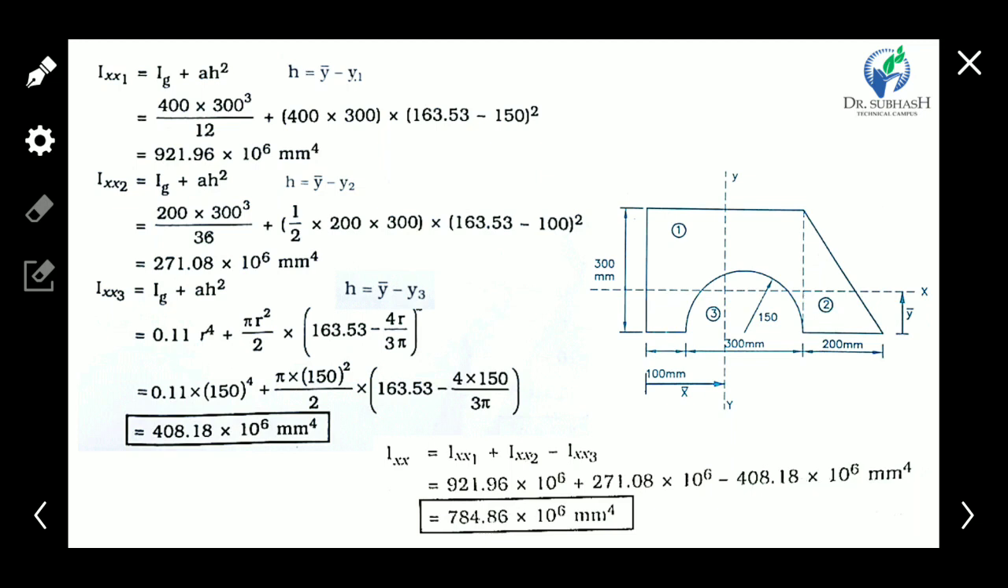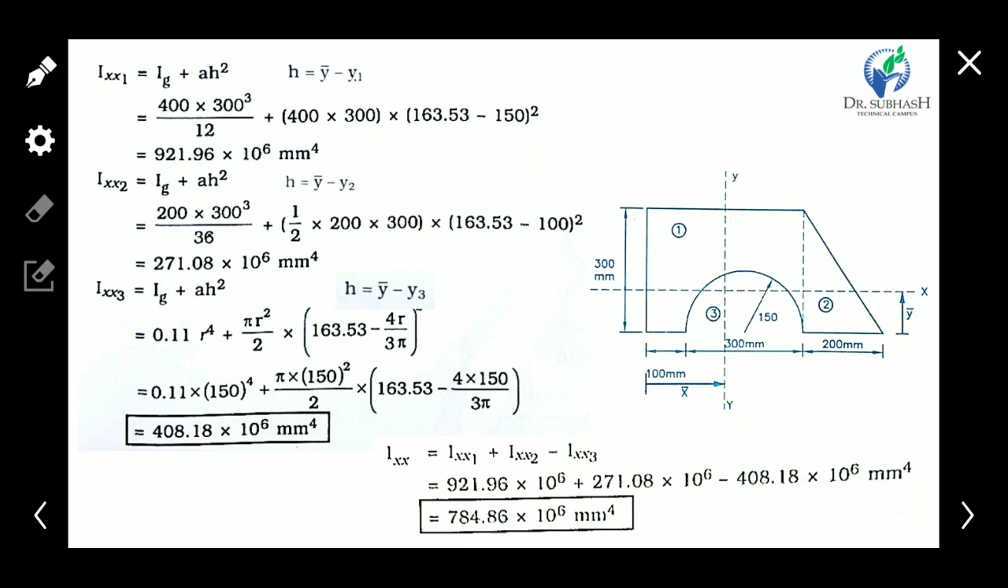Clear? And its value is 271.08 into 10 raised to 6 mm raised to 4. Now Ig plus A h square, meaning the moment of inertia for the semicircle, and for that we have to use the parallel axis theorem. Why? Because we all know the x-axis is not passing through the CG or base of the semicircle, so we must use the parallel axis theorem.